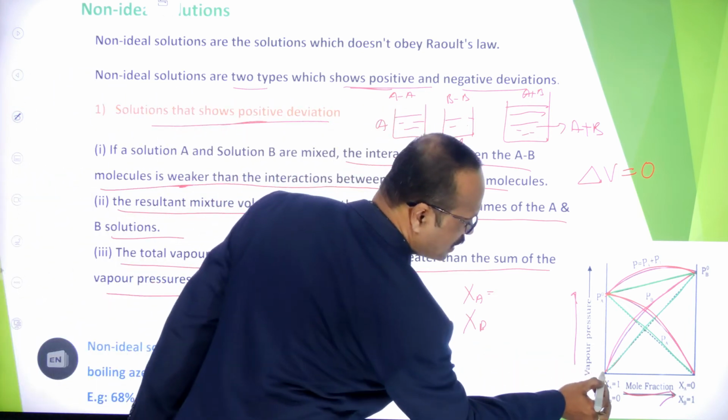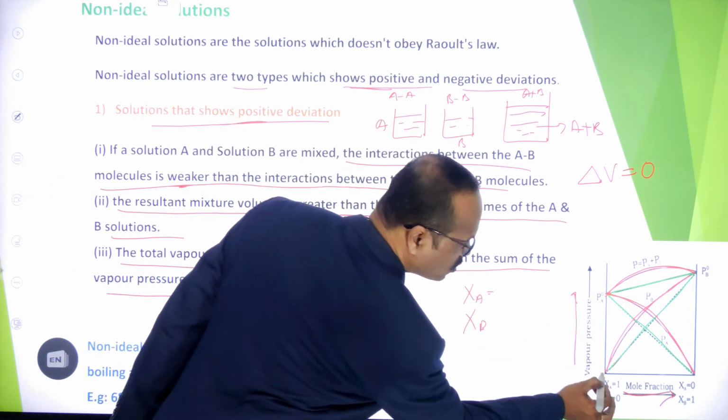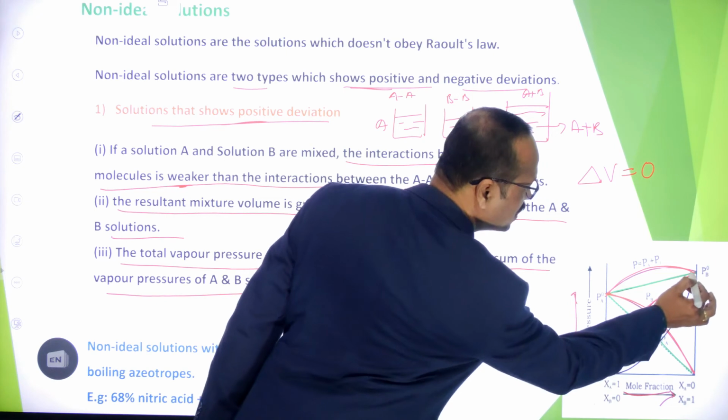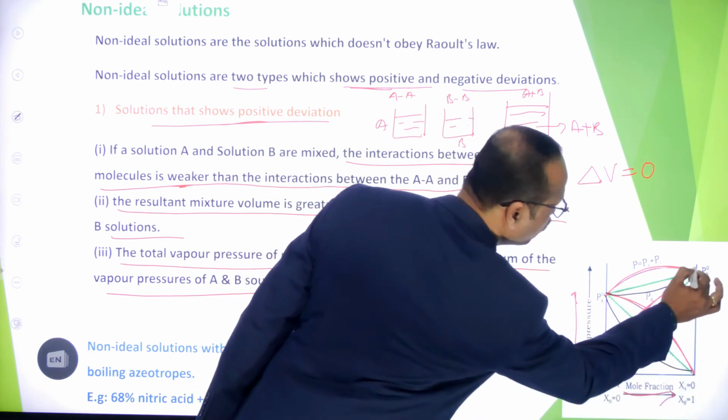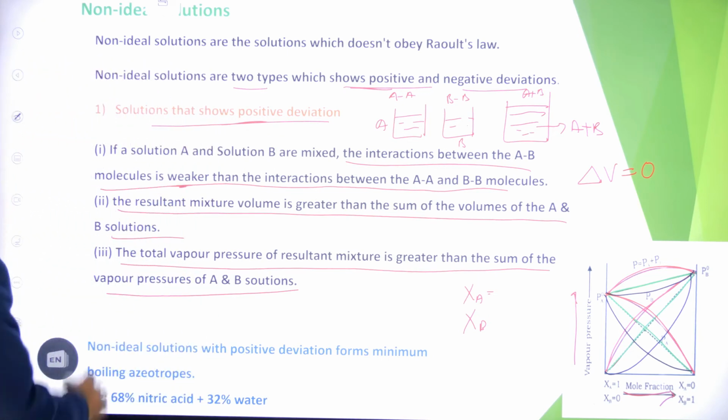So here, what happens is like this. Now it comes down, negative deviation. So it will come down like this. Here also it will come down like this. Here also it will come down like this. So that is about the vapor pressure.